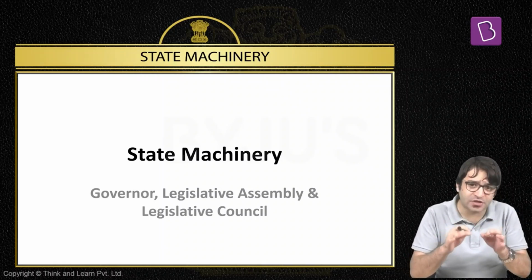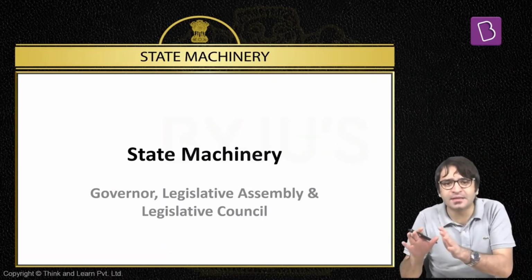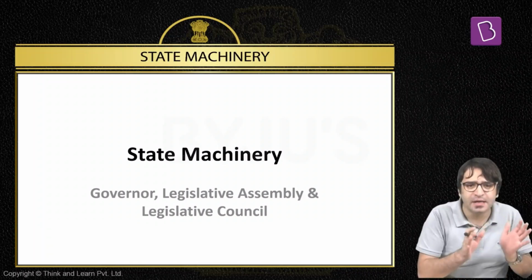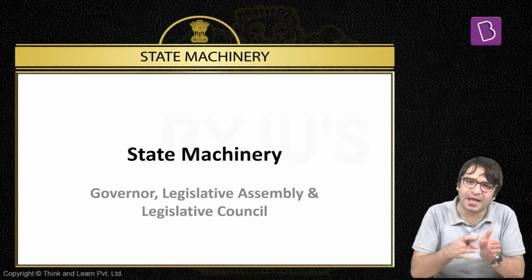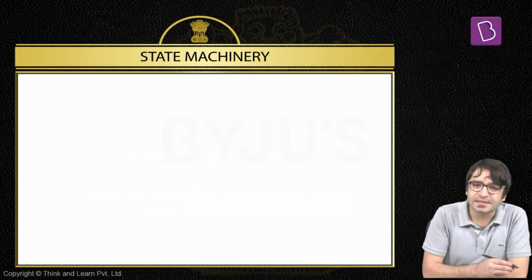That means although we have a bicameral legislature at the center, which means Rajya Sabha and Lok Sabha, we have bicameral legislature only in few states in India. And in all other states, we have a unicameral legislature, only legislative assembly. But there are few states which have both legislative council as well as legislative assembly. In this lecture, we will discuss all that you need to know regarding state machinery. First up, let's look at state executive.